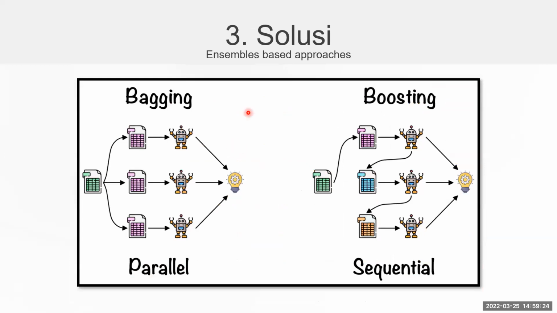There are two main ways to approach the ensemble. The first is bagging, and the second is boosting. What is the difference? We can see from the illustration. For bagging, the classifiers are independent: the first classifier, second and third are independent. The data is sampled independently.